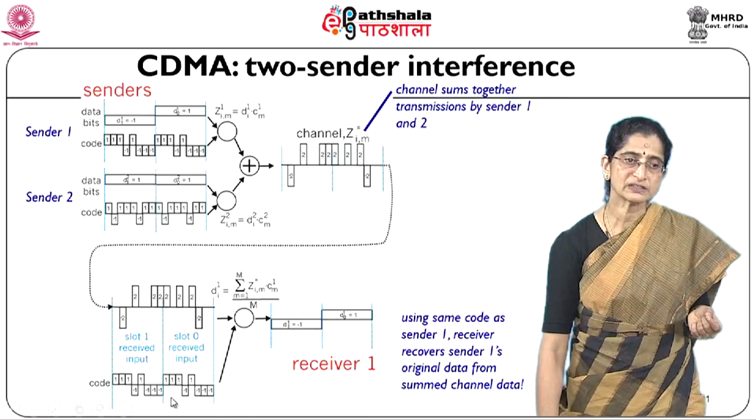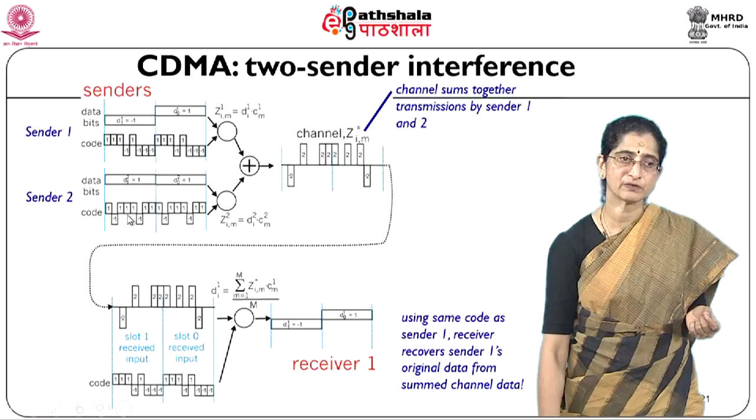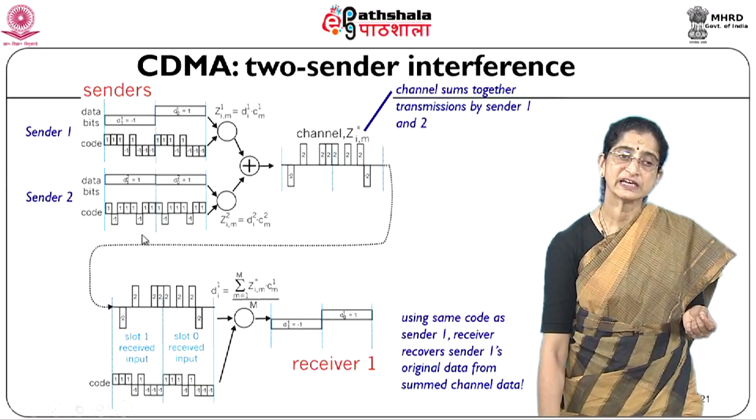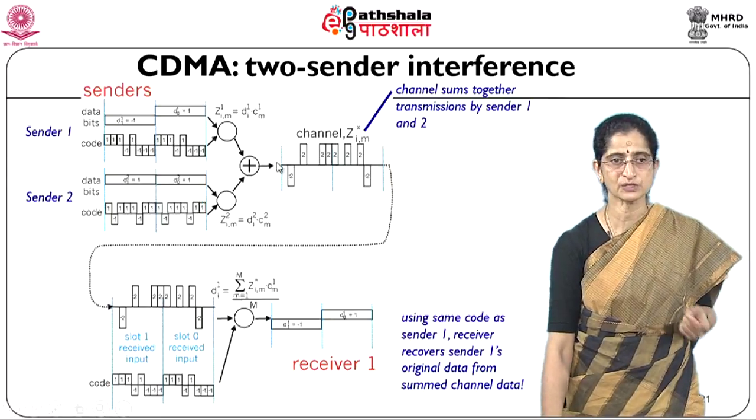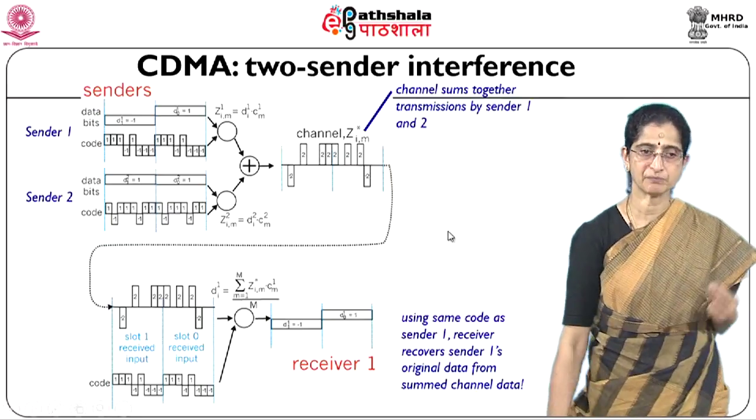Same thing if he were to do with receiver 2, or for instance, if he were to AND it with sender 2, he will get the data that was sent by sender 2. Okay, so this is basically how the CDMA mechanism works.